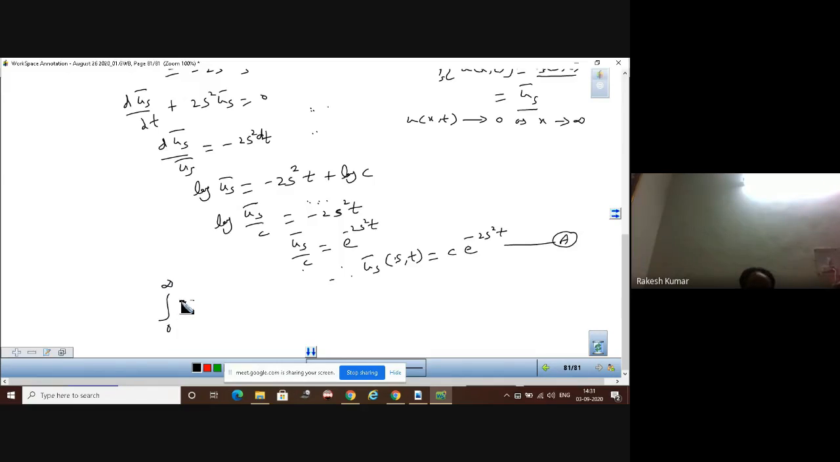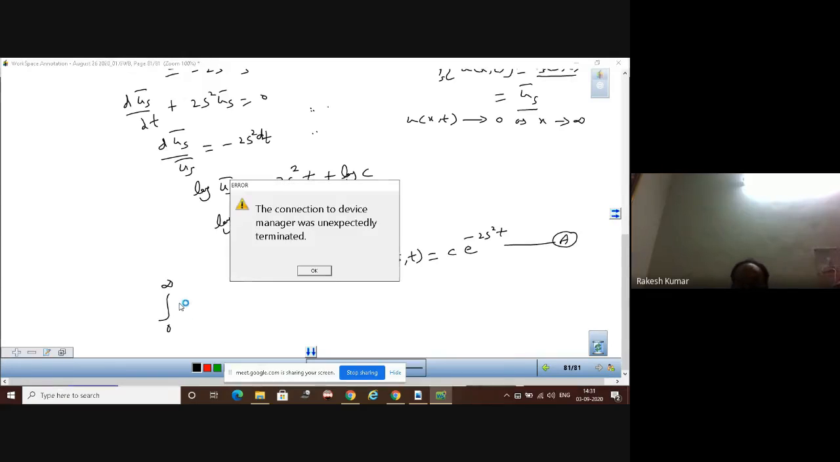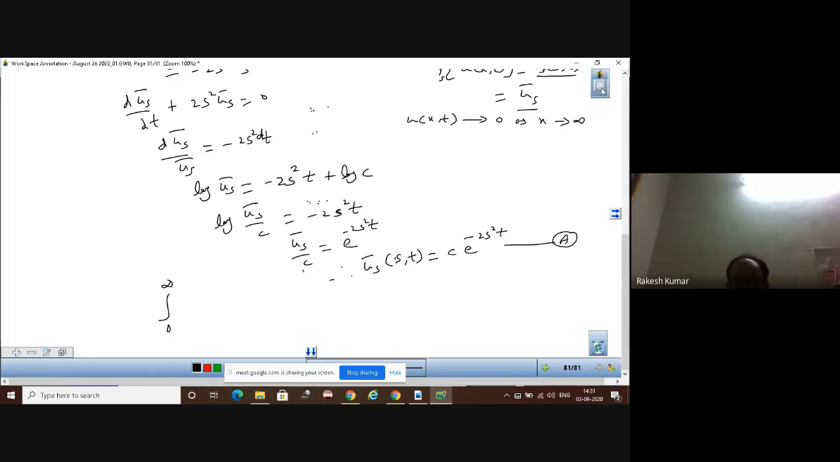You just need to apply the inversion formula to find the solution. But before this, we need to use the third condition also, and your third condition was u(x,0) equals e raised to power minus x. It is given to us.